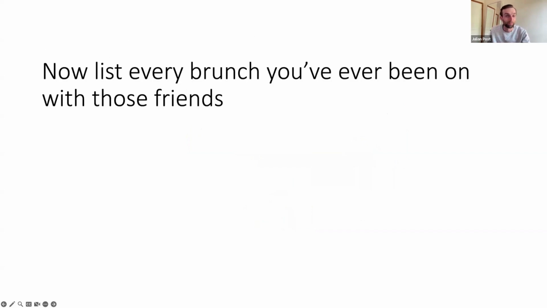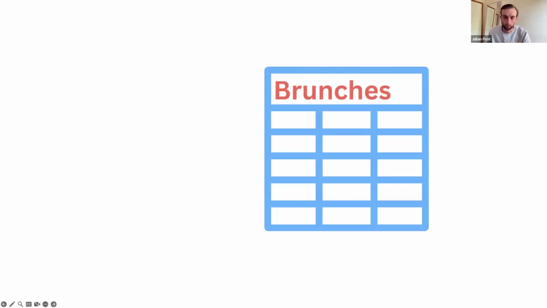Now list every brunch you've ever been to with those people. That would probably be a lot harder. And that's why we use computers and specifically spreadsheets, because when it comes to tracking very specific details and large lists of details, we are generally not that good at doing that compared to a computer. If that was important to you, which brunch probably is not something you particularly need to track, but if it were, then you might put that into a spreadsheet.